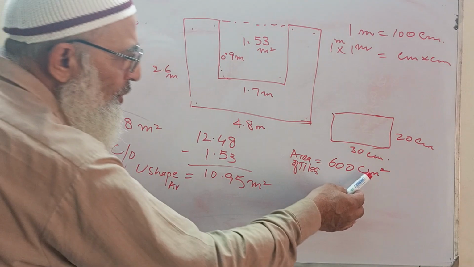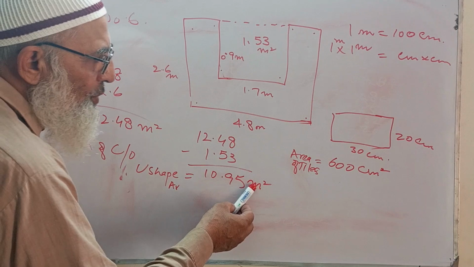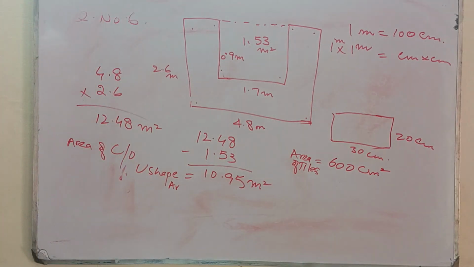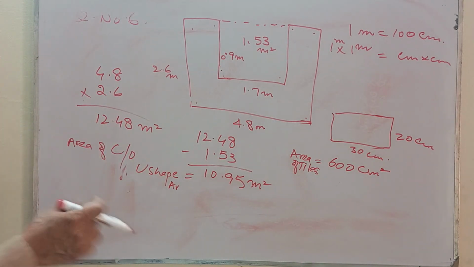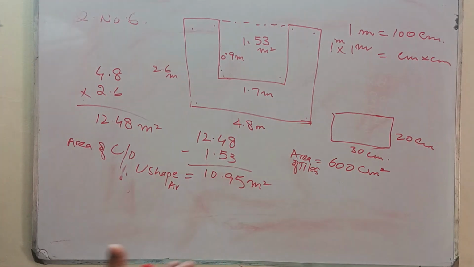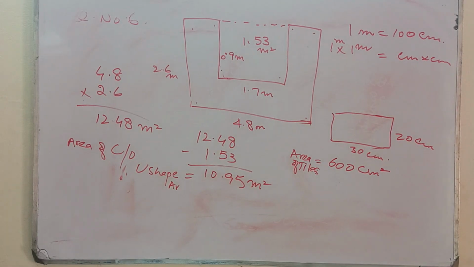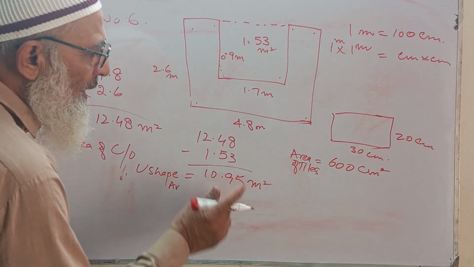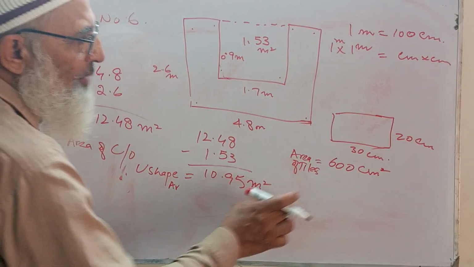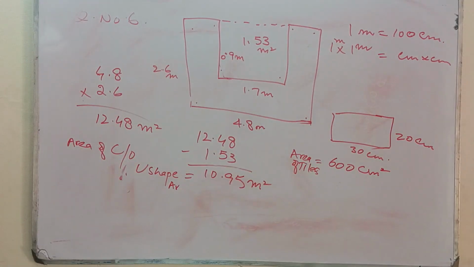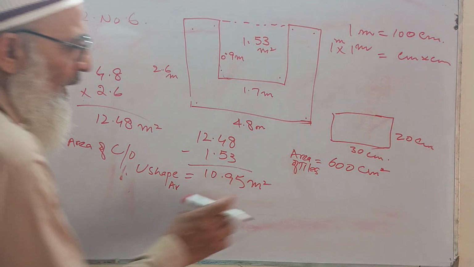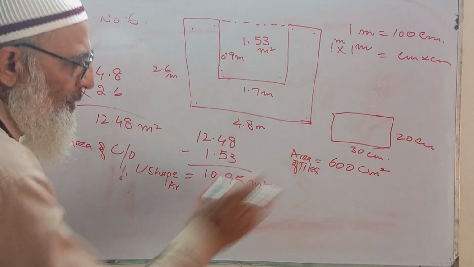Either you go to meters or you go to centimeters. Since it is not given in which unit to find the area, it is up to you which unit you want to use. Now if I change this into centimeter square, because we have to find the total number of tiles, I go for the lower unit.